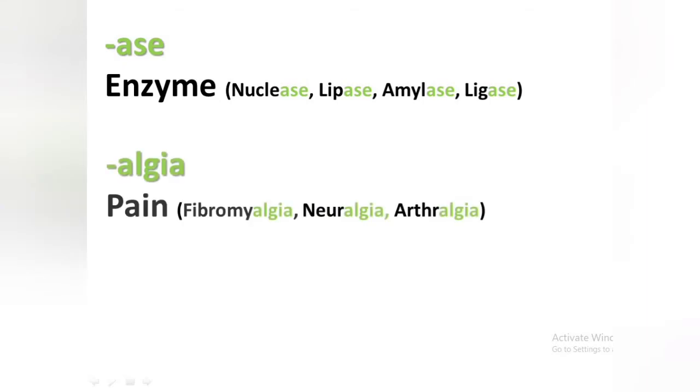Next suffix is algia. Any word which ends with algia at the ending symbolizes pain, it means pain. Few examples are there: fibromyalgia, neuralgia, arthralgia. So first start with fibromyalgia.